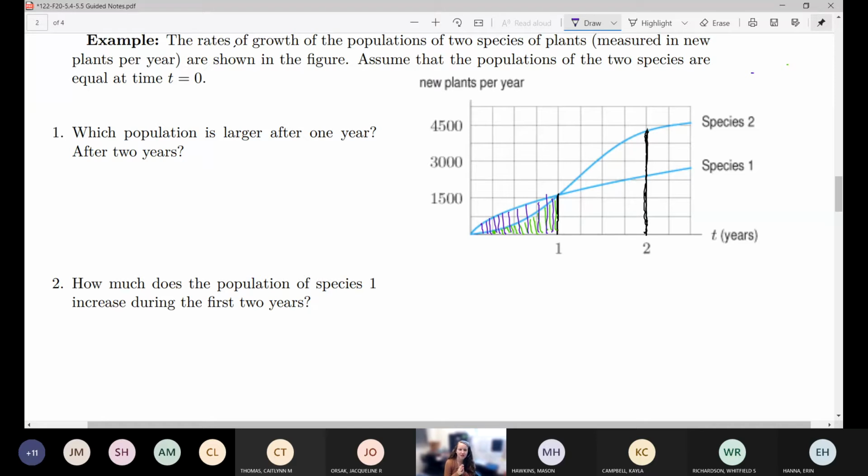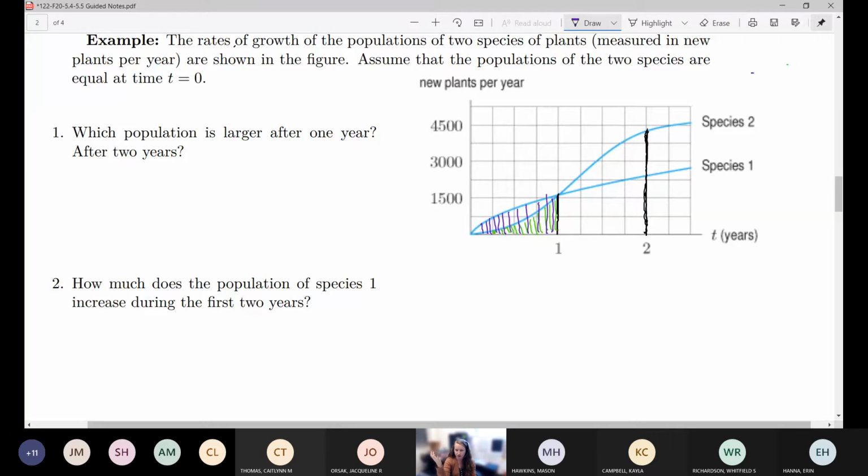So essentially, if we want to know which population is larger, if they started with the same amount of plants and the amount of plants they grow by is the amount of area underneath, then we essentially need to say, okay, which one has more area? Well, the purple area is larger than the green area. So that means that the one with the purple area, which was species 1, is going to have more plants after the first year, because since that area is larger, that means that there's more plants.